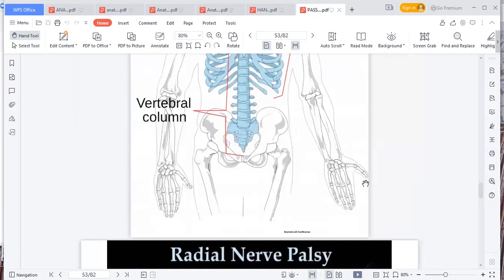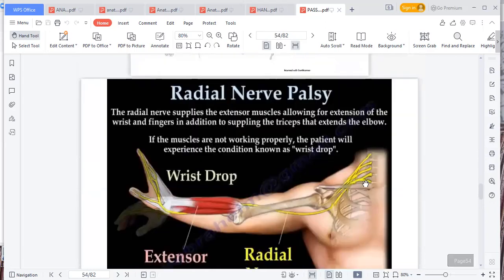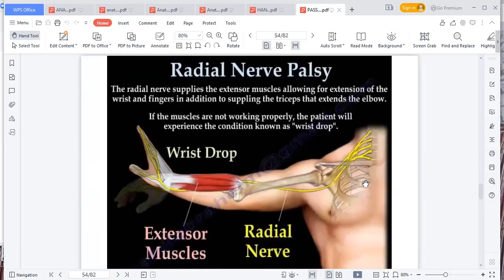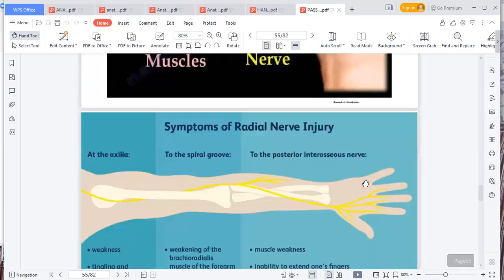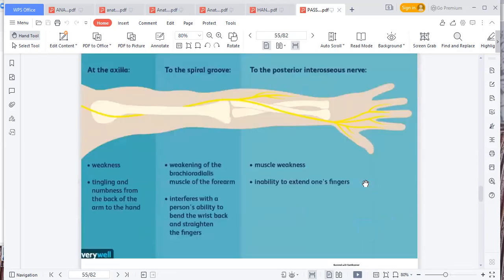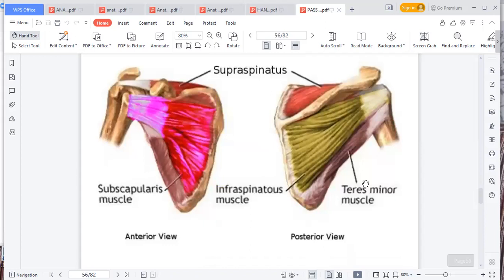Rib cage, vertebral column. So the radial nerve injury is called wrist drop. You know that. We talked about that. So these are the rotator cuff muscles: the supraspinatus, teres minor muscle, and subscapularis muscle.